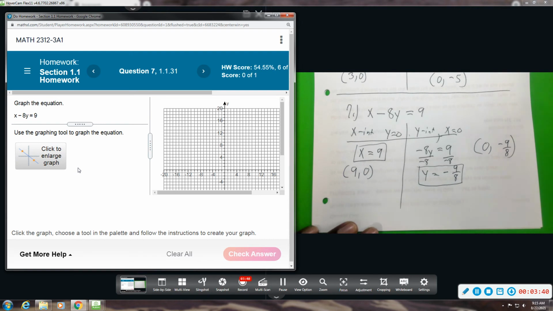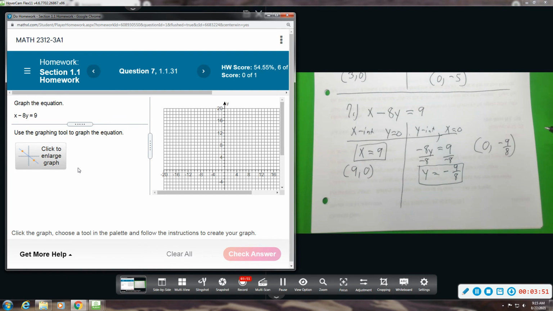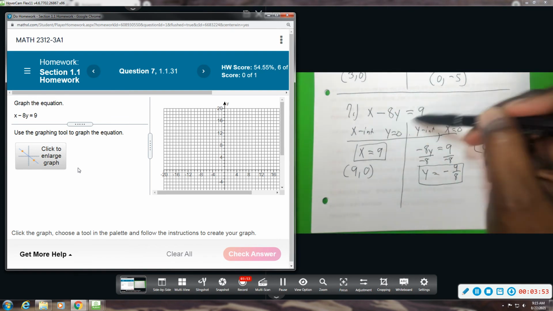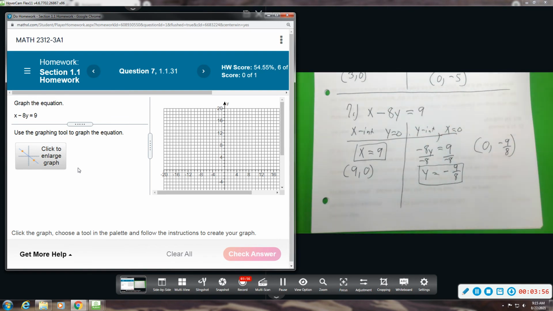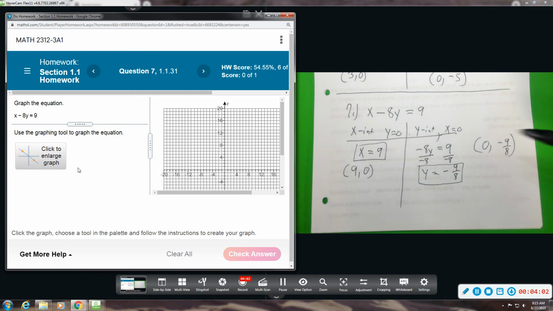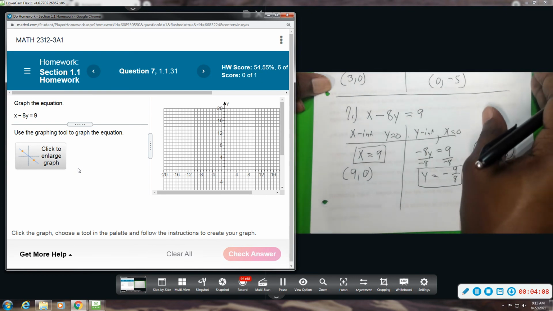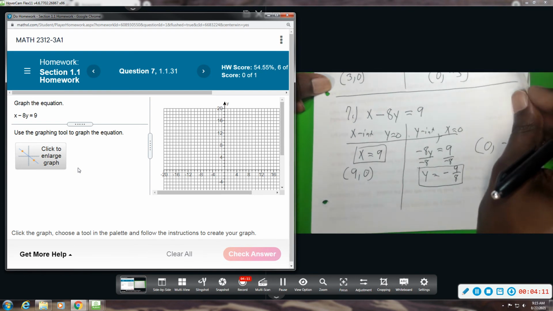All right, the graph will not input fractional answers. And so we need a whole number combination. So what we're going to do is we're going to solve this and put this equation in slope-intercept form. And then we're going to use this ordered pair and then the slope to find a second point. So I'm going to take x minus 8y equals 9 and convert it into slope-intercept form.